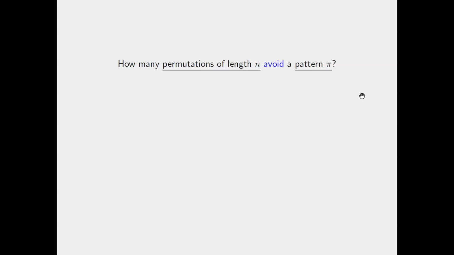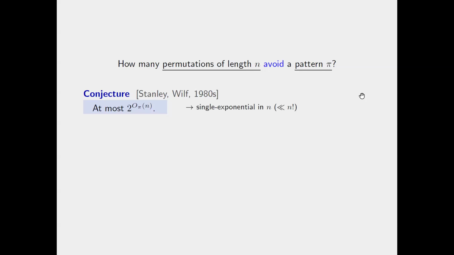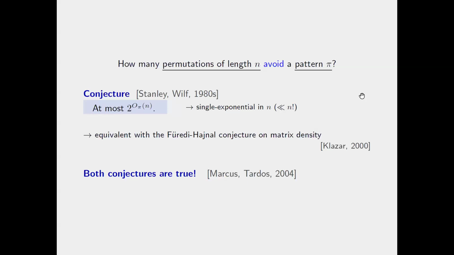So okay, we have permutations avoiding a pattern, and there is this landmark result, which was a conjecture first by Stanley and Wilf: how many permutations are there that avoid the pattern? Only single exponential. So 2 to the order n, where this order n could include some factor depending on the pattern. So it's much less than n factorial, it's just single exponential in n. And it turns out that this is equivalent with this matrix density question that I mentioned. So Marcus and Tardos proved both in one go. It was a famous open question for 25 years, and it's one of these rare cases that the proof turned out to be maybe half a page. It's a totally elementary proof by induction, a very clever but very simple proof.